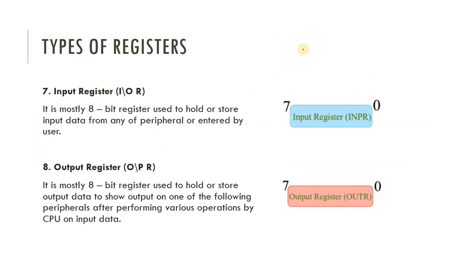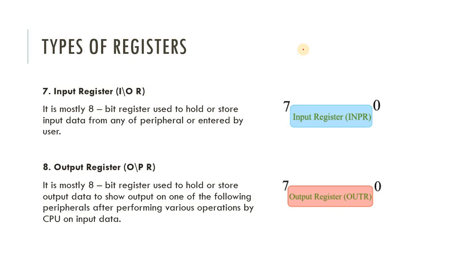Next are the input register and the output register. Suppose I am giving input. Suppose I am writing onto the computer's memory. At that time I am providing the input from my keyboard. So that is stored into the input register, and only after that is it permanently stored onto the memory. It is not directly stored onto the computer's main memory.